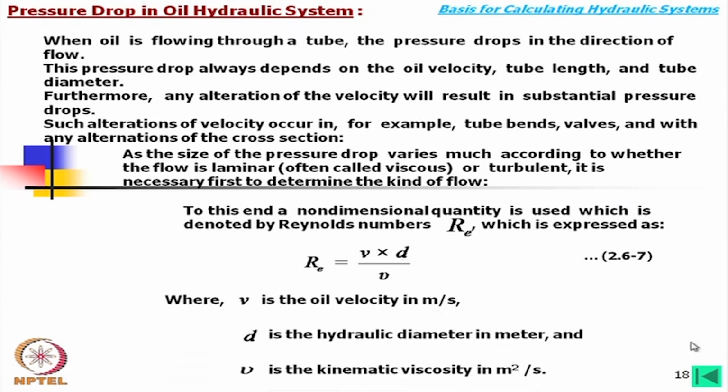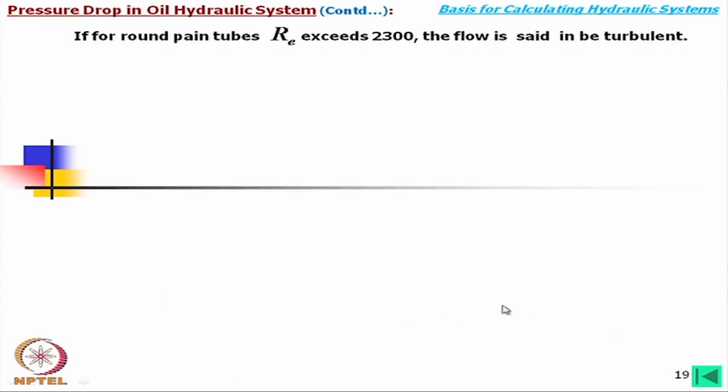So, this we have already learned, so I am skipping this. For a round plain tube, if the Reynolds number exceeds 2300, the flow is said to be turbulent.